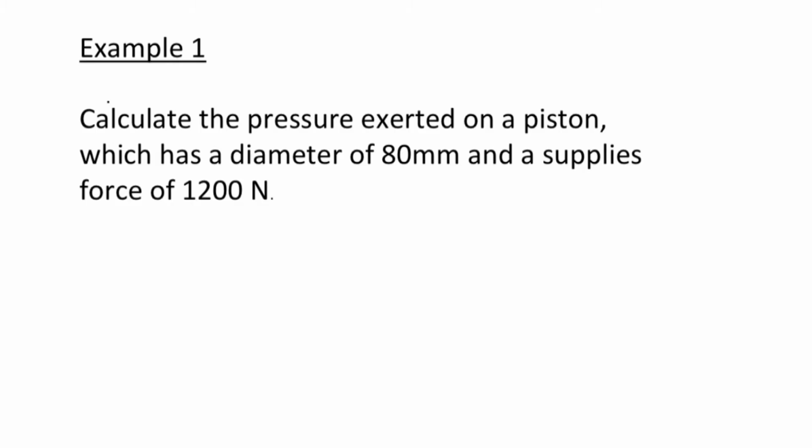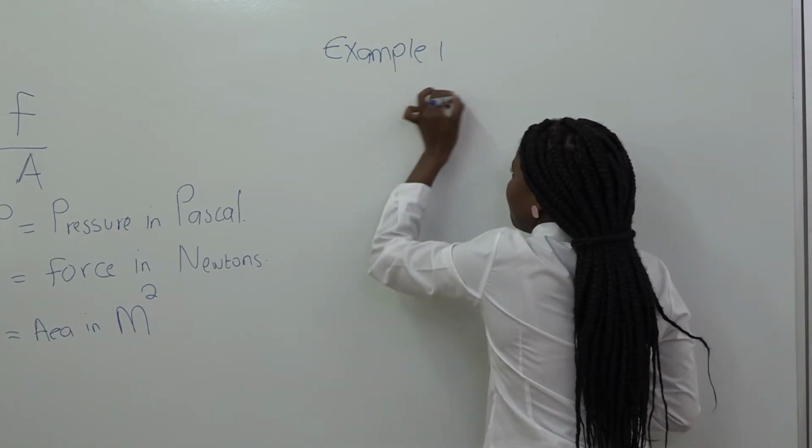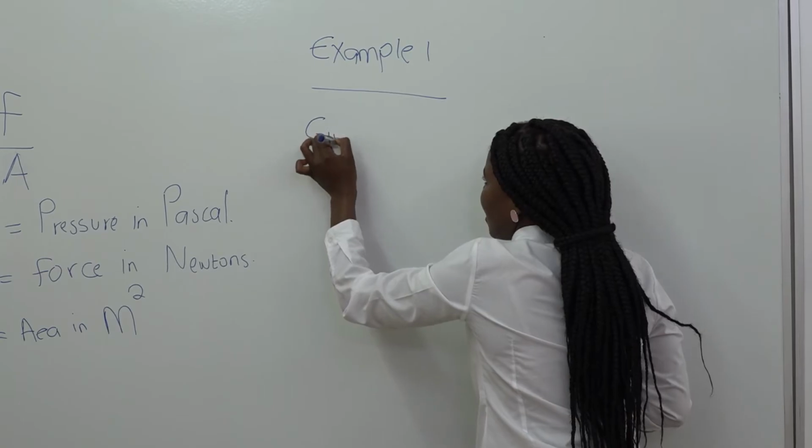If you look at example 1, example 1 says calculate the pressure exerted on a piston which has a diameter of 80 millimeter and supplies a force of 1,200 newtons. Therefore, it's example 1. Let us check on the given data.